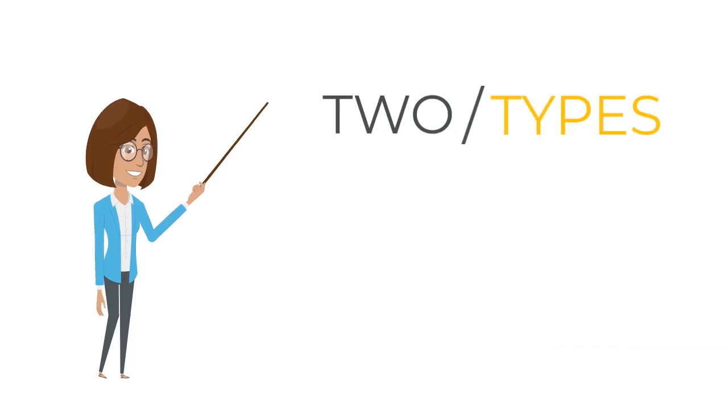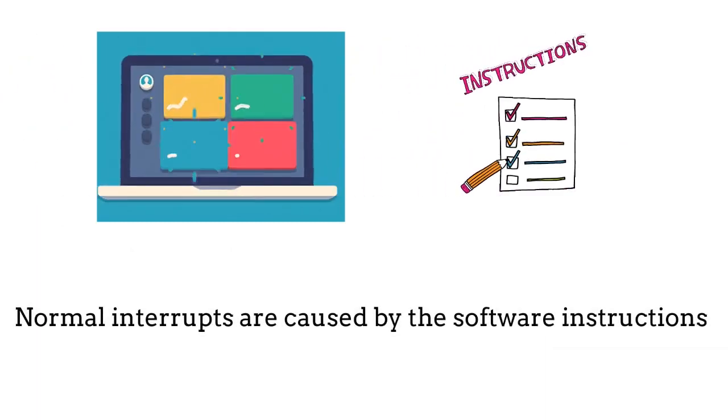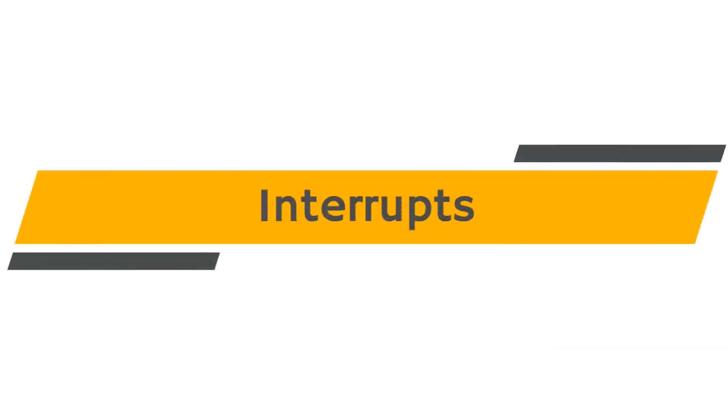Software interrupts can also be divided into two types. These types are normal interrupts and exceptions. Normal interrupts are caused by software instructions, while exceptions are unplanned interrupts like dividing by zero. This, in short, is what is known as interrupts.